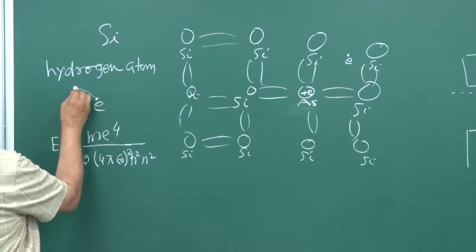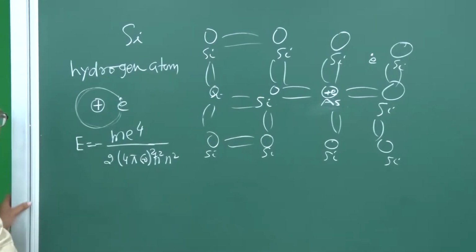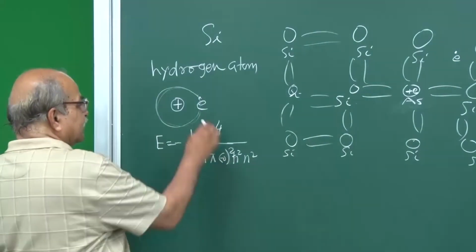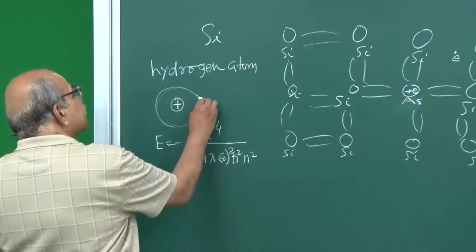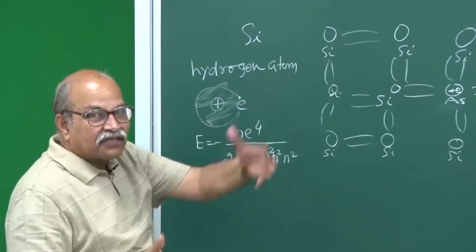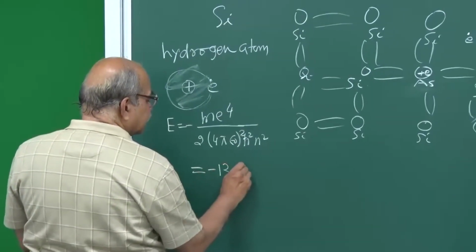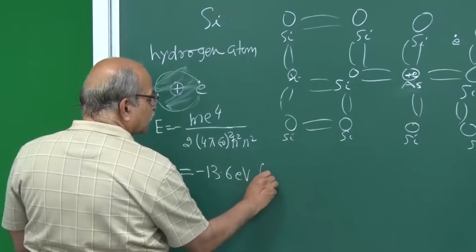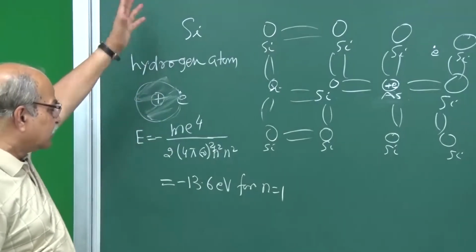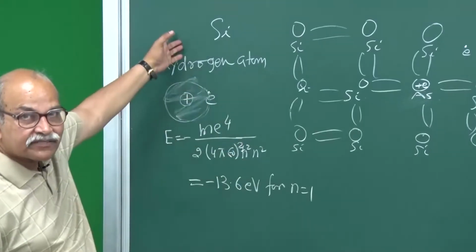In the ground state, n is equal to 1, and we say that it goes around, but now you know with all those quantum mechanical wave functions we have talked about, it's not proper to say that it goes around. You have a spherical cloud with a certain charge density distribution as a function of r, but nevertheless this energy is minus 13.6 eV for n equal to 1, the ground state. And if you want to remove this electron, you have to supply that 13.6 eV to ionize it, right?